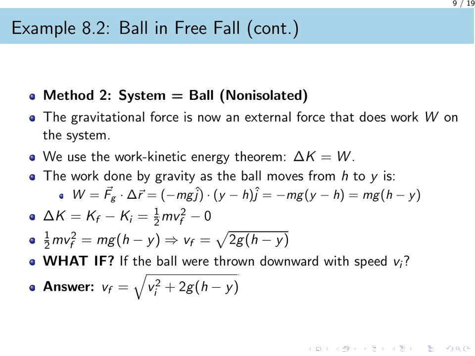The work done by gravity is the force, negative mg in the j direction, dotted with the displacement, the quantity y minus h in the j direction. This gives work equal to mg times the quantity h minus y. The change in kinetic energy is 1/2 m v final squared. Setting them equal gives the exact same result. A what-if scenario shows that if the ball had an initial speed v initial, that initial kinetic energy would be added inside the square root.